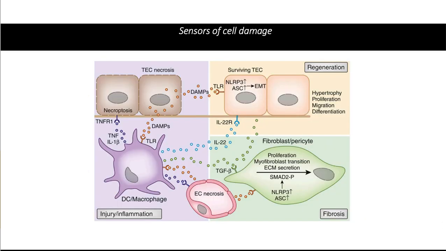All cells have cytosolic receptors that recognize molecules that are liberated or altered as a consequence of cell damage, and are hence appropriately called damage-associated molecular patterns, abbreviated as DAMP.